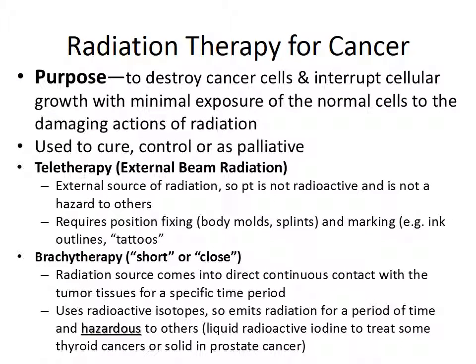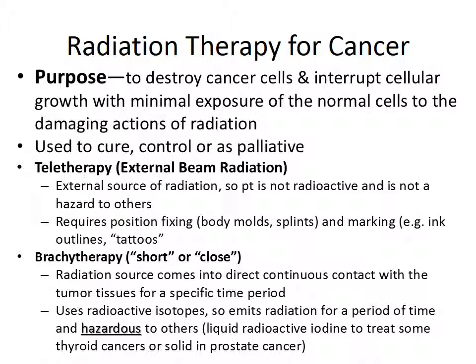Radiation therapy for cancer has the purpose of destroying cancer cells and interrupting cellular growth with minimal exposure of the normal cells to the damaging actions of the radiation. It's used to cure, control, or as a palliative method. Teletherapy, which is the most common type of radiation, is external beam radiation. It's an external source of radiation, so the patient is not radioactive and is not a hazard to others. It requires position fixing of the body, often using body molds or splints, or markings such as ink outlines or tattoos, which direct the therapist to know where to put the external beam of radiation.